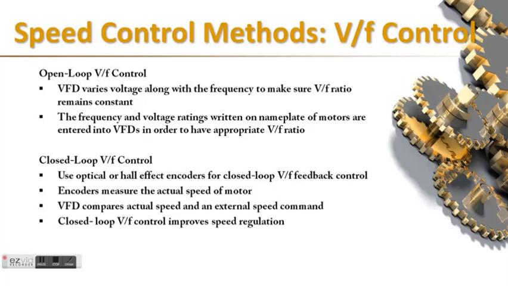Optical or Hall effect encoders are usually used for closed-loop V/F feedback control. These encoders measure the actual speed of the motor. The VFD compares the actual speed and an external speed command. If the actual speed is not the same as the command given, an error signal is generated to the VFD compensator, which in return sends a new command in terms of changing frequency, to remove the error in speed.